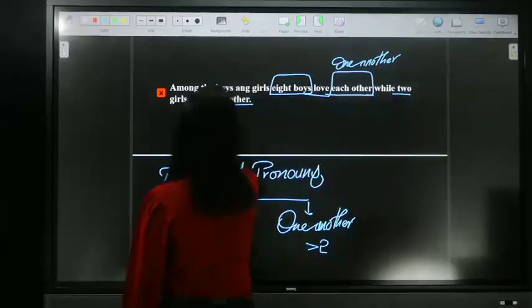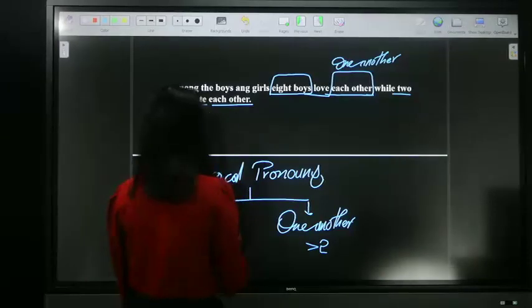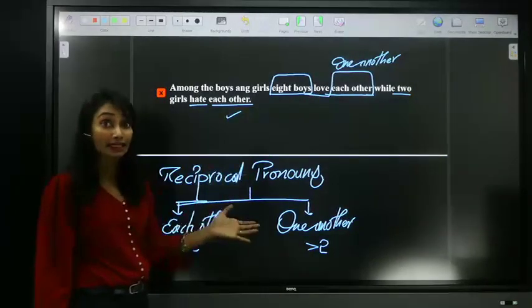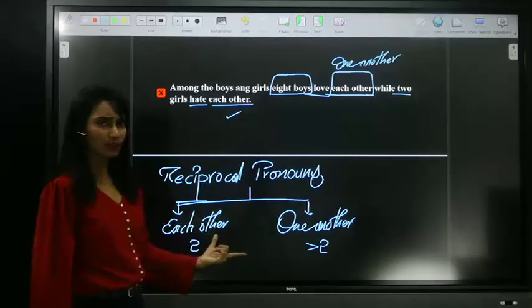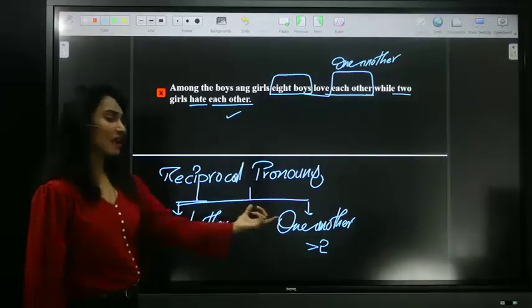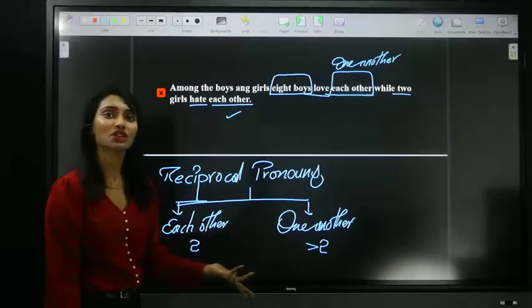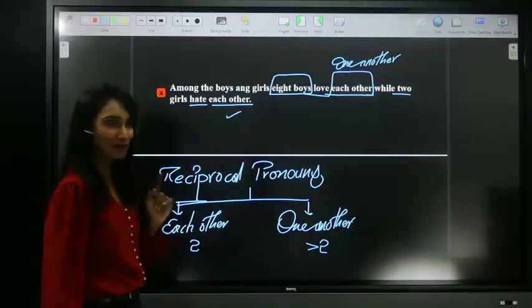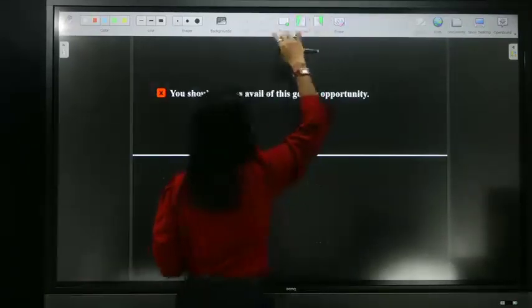Next, two girls, so two each other. Here it is correct, but there it is incorrect because there are eight. So remember, only two reciprocal pronouns we have: each other, one another. Each other is made for only two, not one another, right? So remember that concept. Now look at the next one.